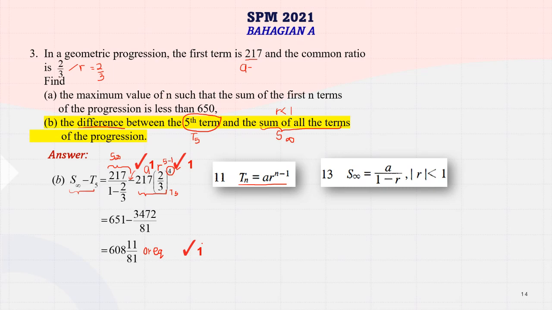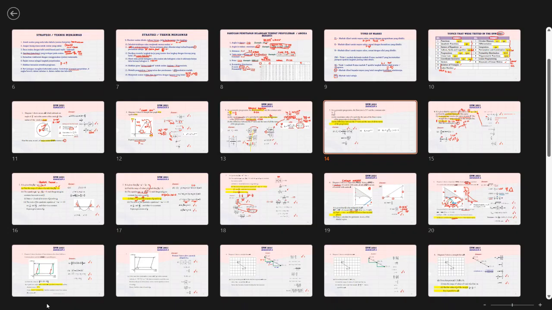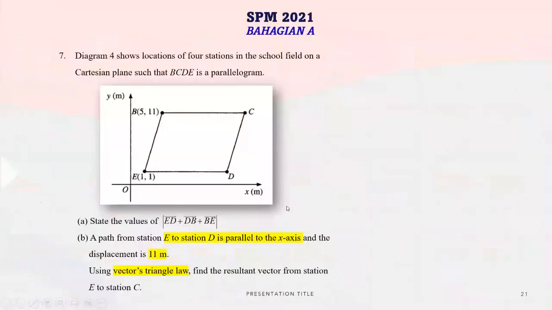Okay, sekarang kita akan continue untuk bahagian yang kita stop tadi, number 7. Okay. Still section A lagi, bahagian number 7.